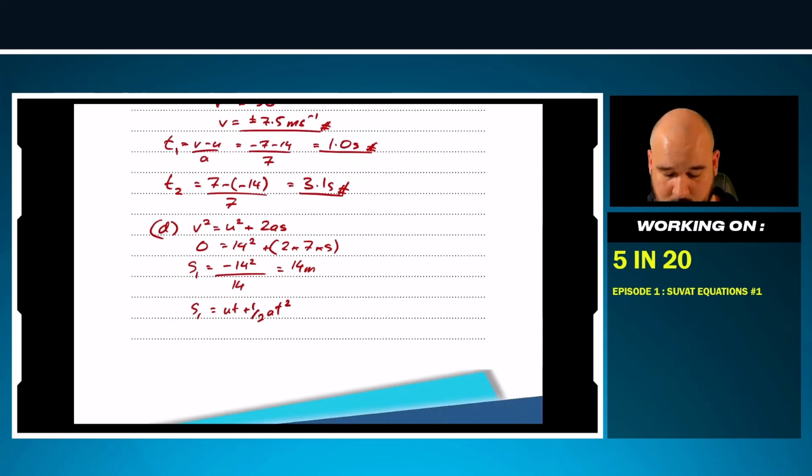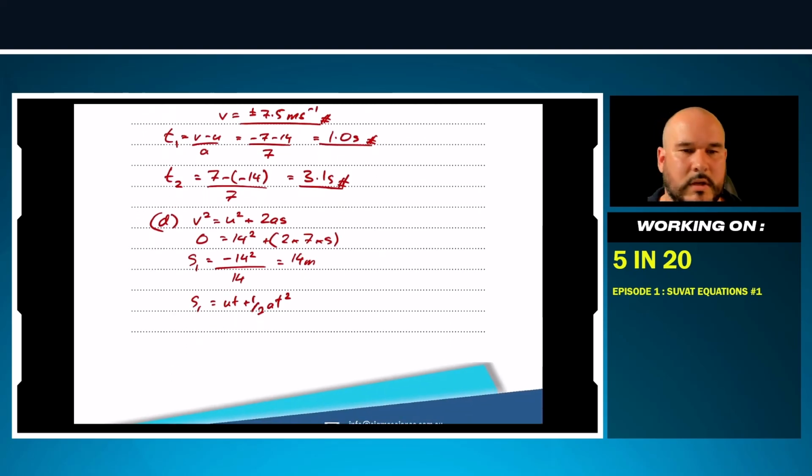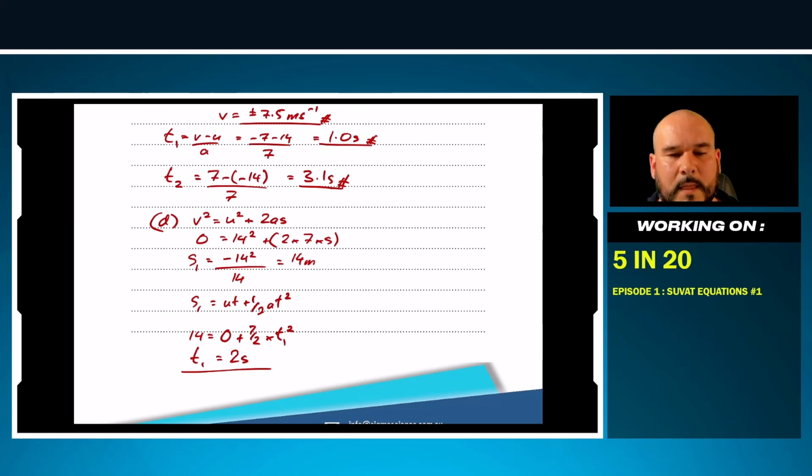And just to figure out the time, you can use the ut plus half at squared equation to solve for time, and you see that it's 2 seconds. Alternatively, you could just use t is (v minus u) over a. It comes out as 14 over 7, again, which gives you 2 seconds. So 2 seconds for the first leg. And then we need to find out, well, it's gone 14 of the 40 meters. How many meters is remaining? Channel my inner 4-unit student again. 40 minus 14 gives 26.